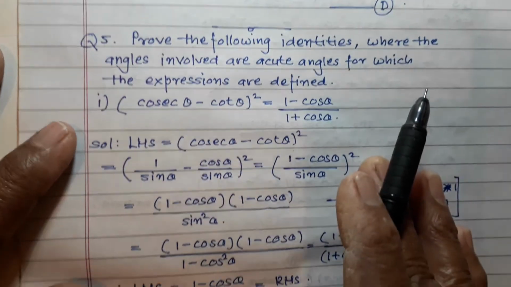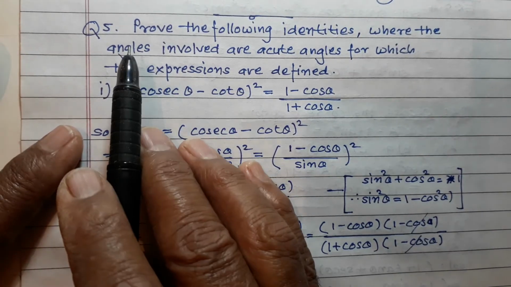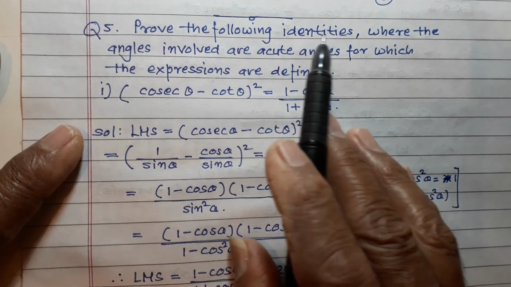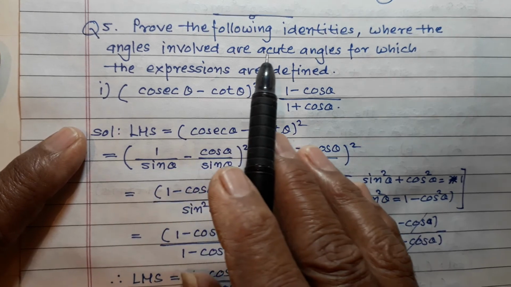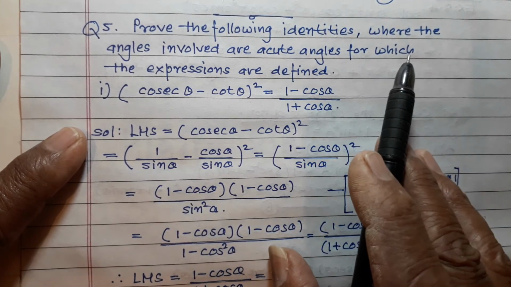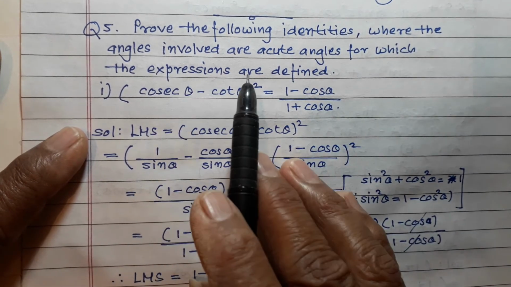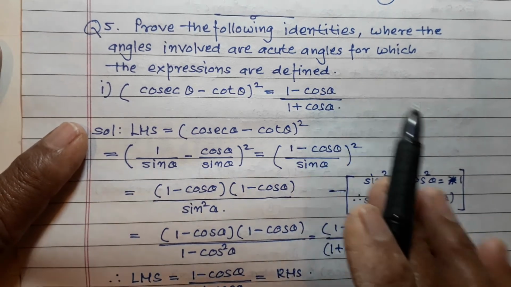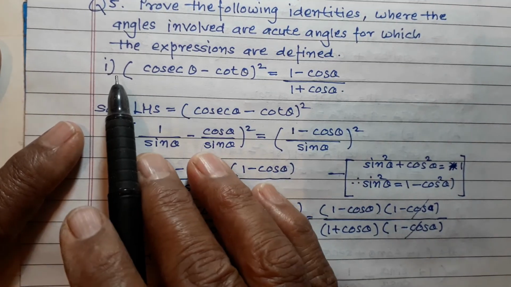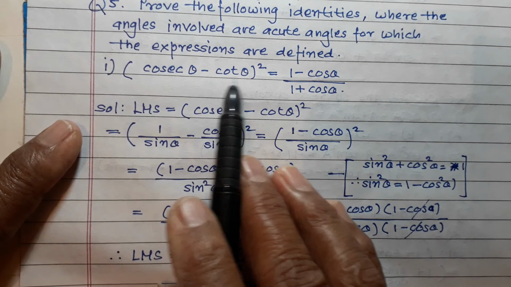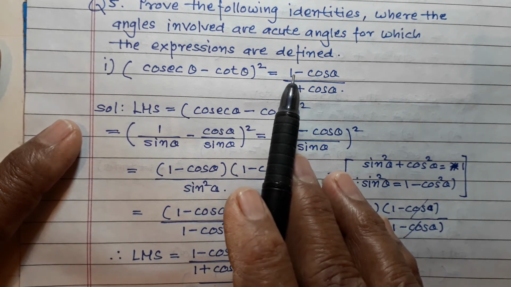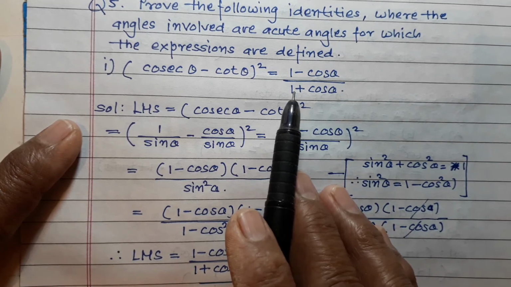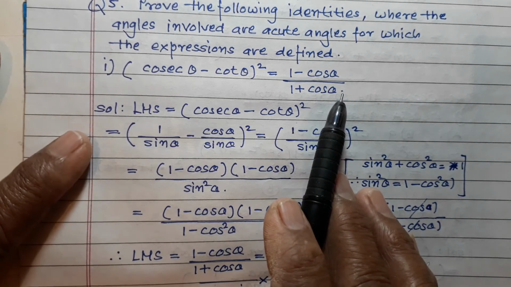Question number 5. Prove the following identities, where the angles involved are acute angles for which the expressions are defined. Number 1. (cosec theta minus cot theta) whole square is equal to 1 minus cos theta upon 1 plus cos theta.